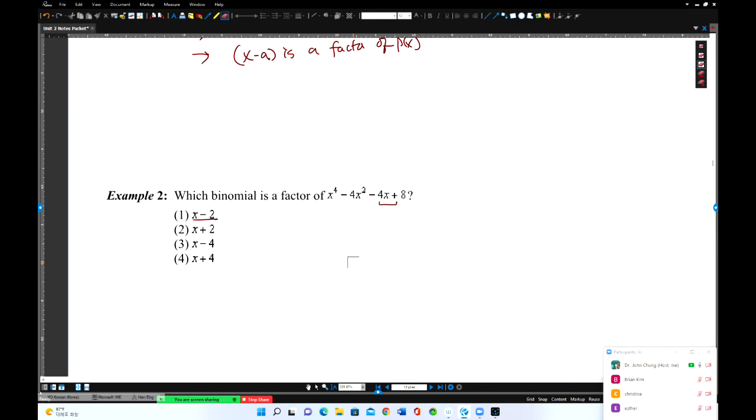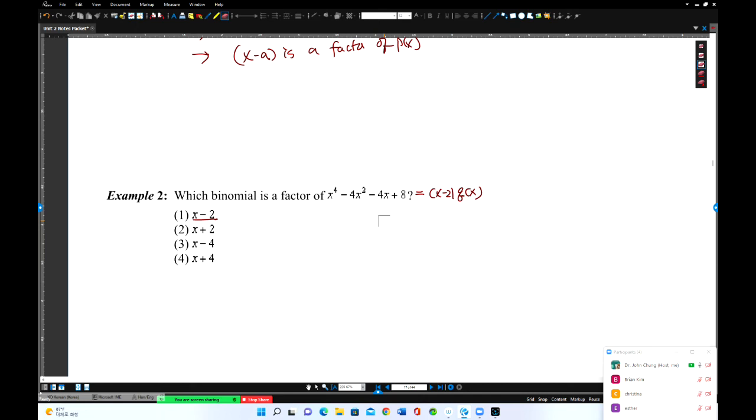If this is a factor, this one can be expressed as what? X minus 2 and a quotient. That's it. What does that mean? The remainder is 0, right? How can you find the remainder? You have to check whether the remainder is 0 or not. That's our goal. What's the remainder when p of x is divided by x minus 2?